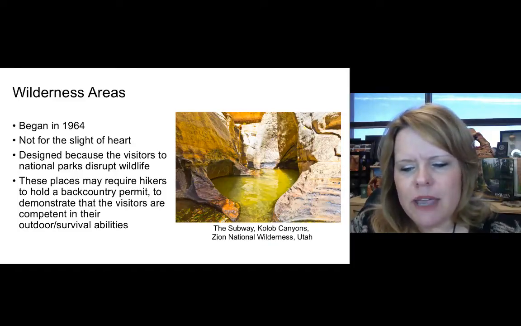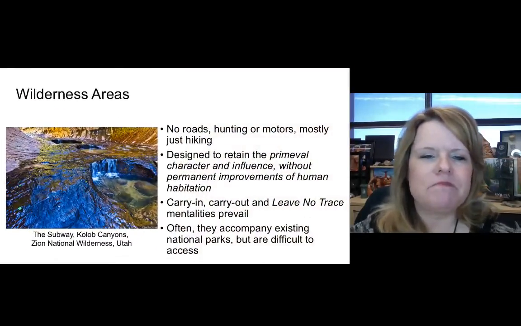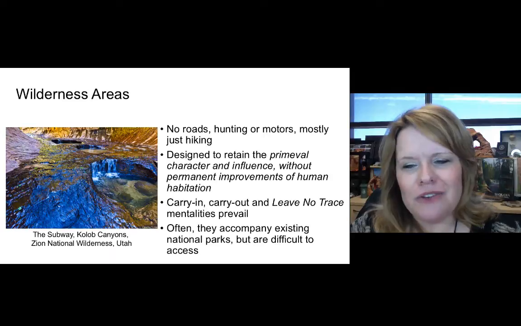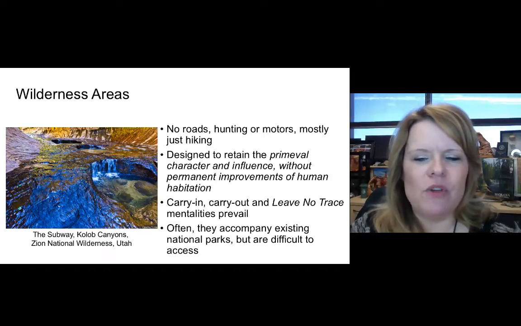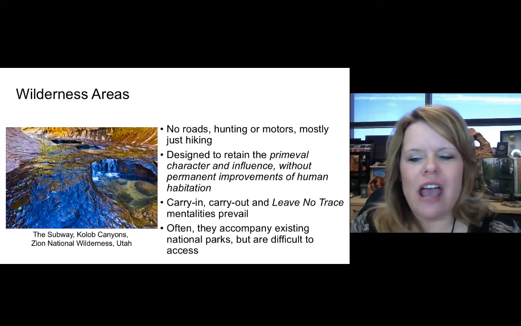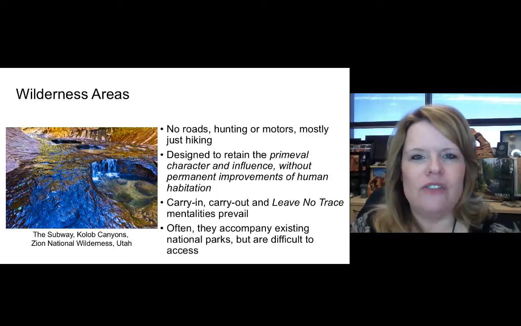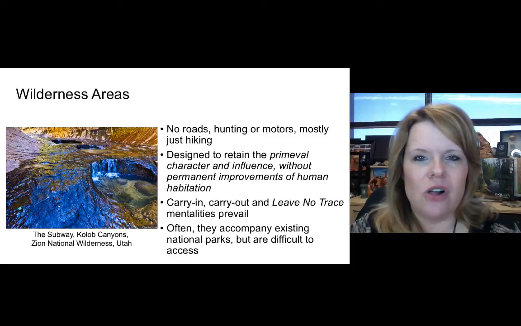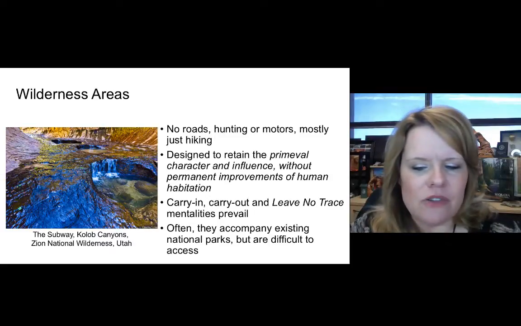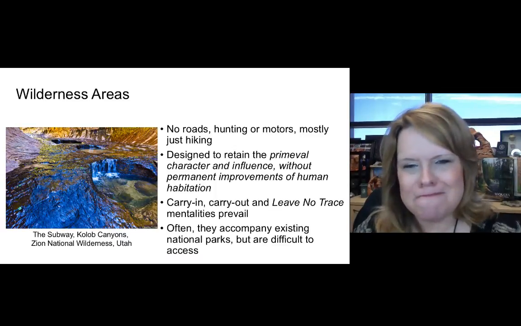So this is the Subway and Kolob Canyons in Zion National Wilderness Area. So this would be an example of a wilderness area. No roads, hunting or motors. Wilderness areas are designed to retain the primeval character and influence without permanent improvements or human habitation. You carry in, you carry out, and you leave no trace, literally. Leave no trace. So what comes in goes out, trash and all, poo and all, everything in between. You leave no trace. Often they accompany existing national parks but are difficult to access because of their remoteness, and that's why they're wilderness areas.